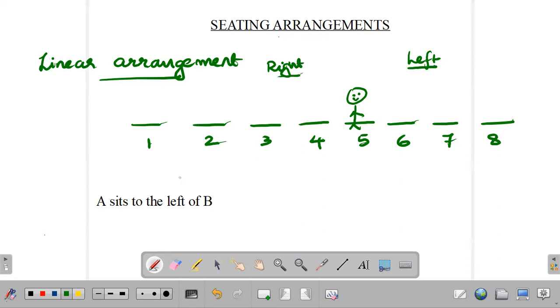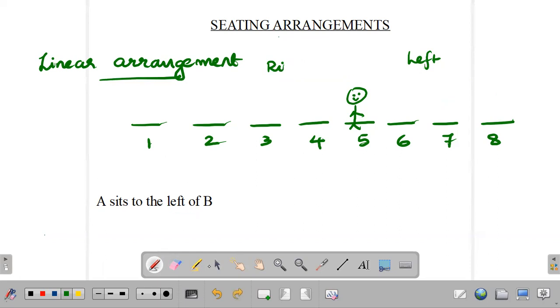Then I told you that A sits to the left of B. I did not say that A sits to the immediate left of B. I just told you A sits to the left of B. So to the left side of B, A should be there. So assuming B is seated in seat number 5, facing you, I can say that it may be seat number 6, it may be seat number 7, it may be seat number 8. These 3 are possible. Now, I will present in front of you another situation.